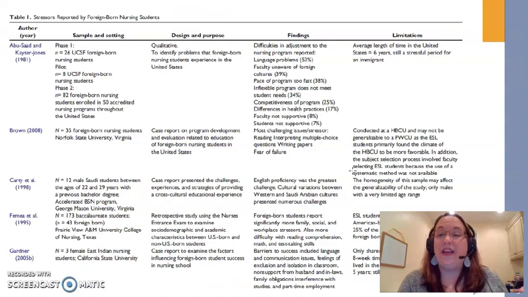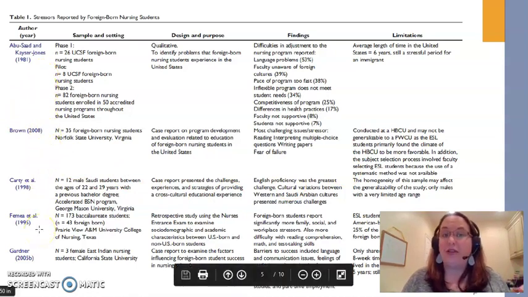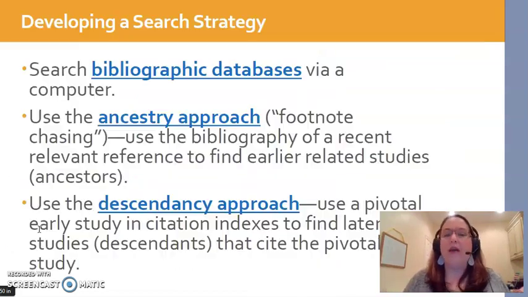A good indication that you're looking at a secondary source is when you see a table like this in your article. This article is showing you all of the individual studies that Maleka and colleagues looked at when they did their literature search. So if you see a table like this, you know you're looking at a secondary source usually.